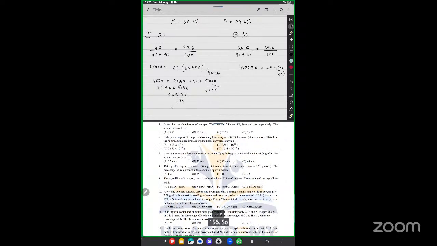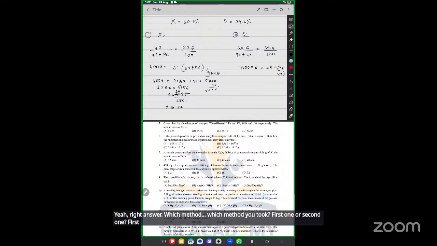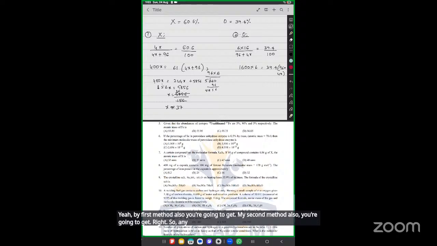So what you're going to get, if I take it like this, is approximately 37, correct? Which method did you take? First one or second one? First one. By the first method you get it, and by the second method you also get it. So any method you can use, find x, you get the answer, right?